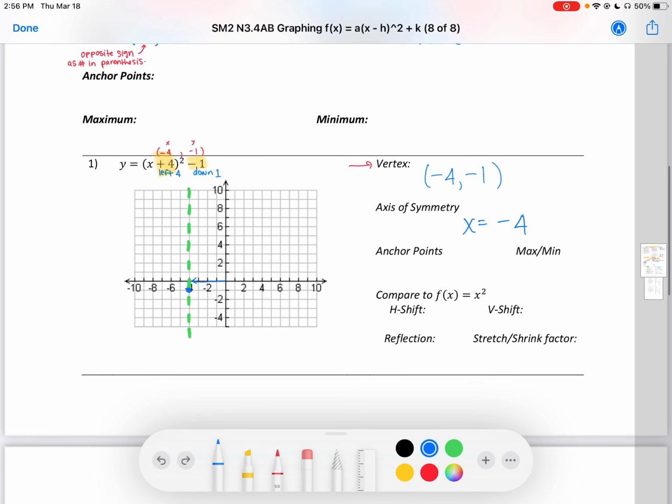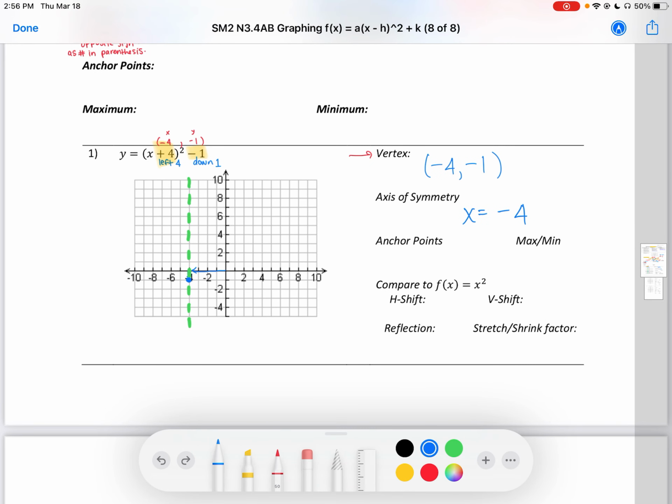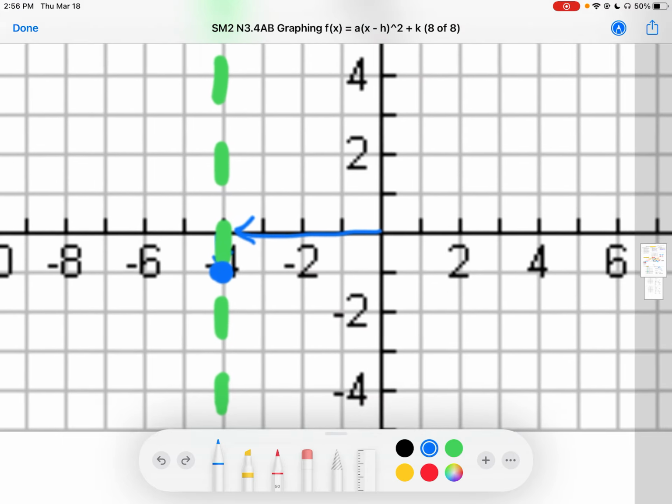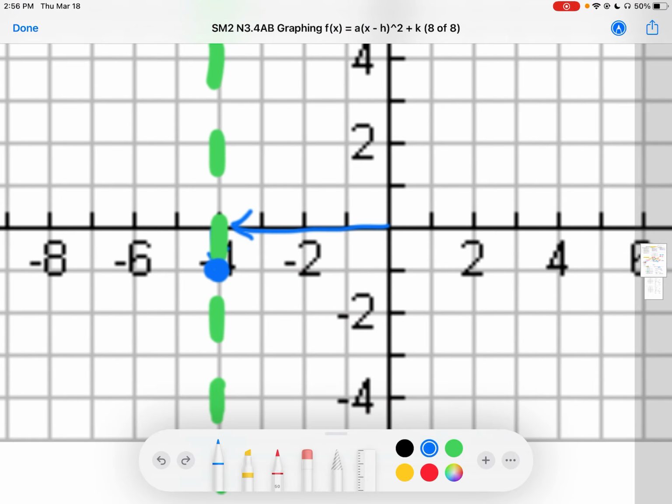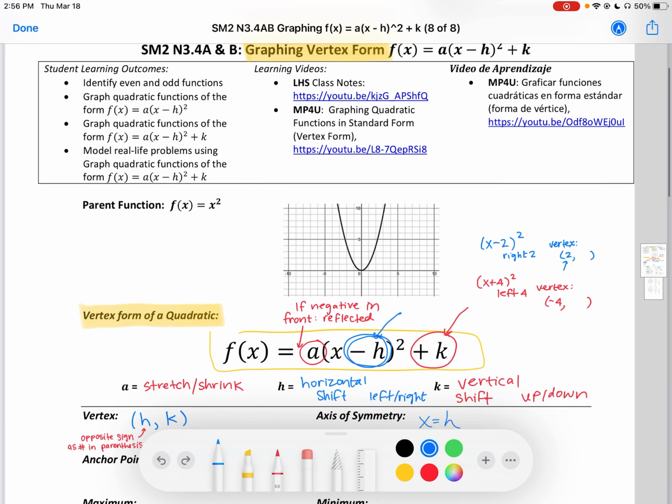Okay, all right, so let's talk about anchor points. What I want you to do when you're graphing these is graph the vertex and one point on either side of the vertex. Now let's look at the parent function right here.